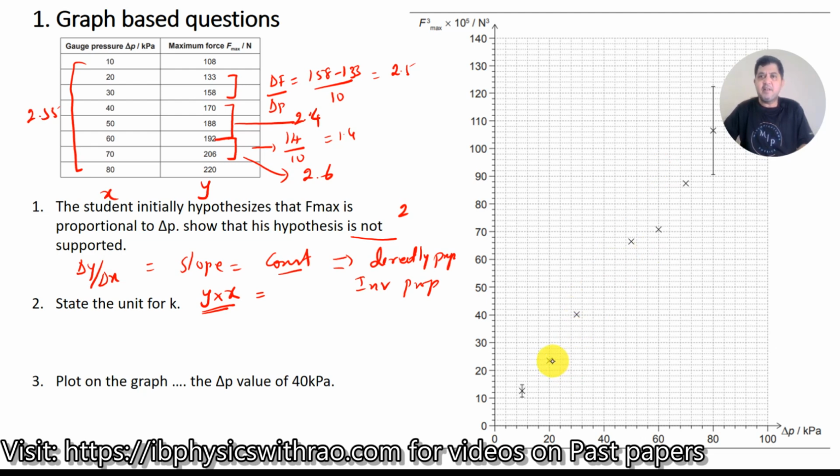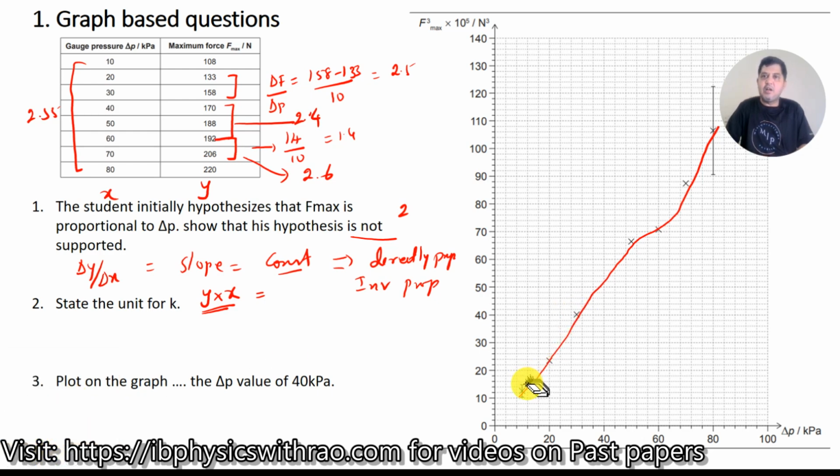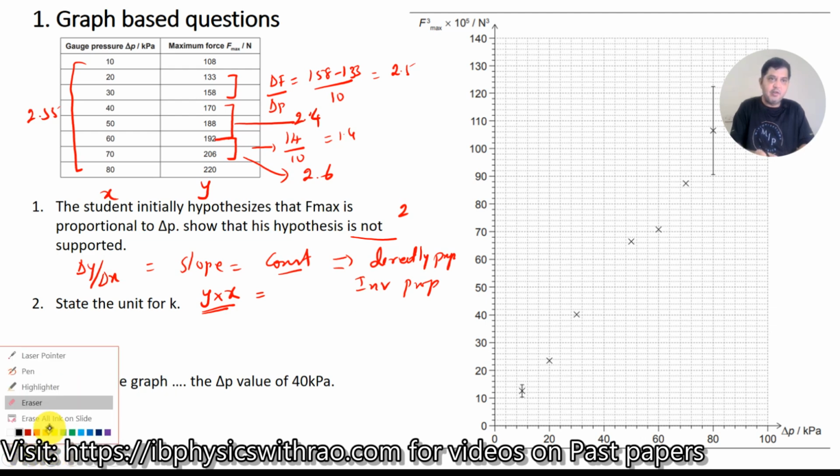When you draw a best fit line, there is a possibility that it will not pass through all the points. Do not draw something like this. This is incorrect. Do not do this. What should you do? A best fit line should almost pass through all the points. This is the condition. So it should pass through almost all the points.